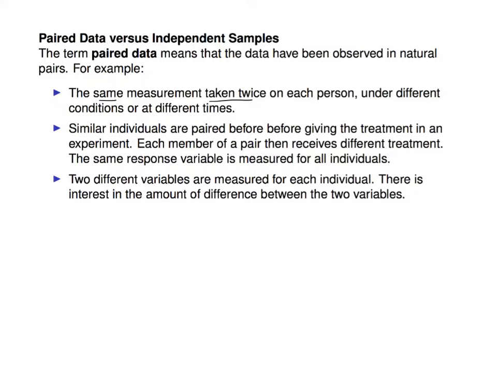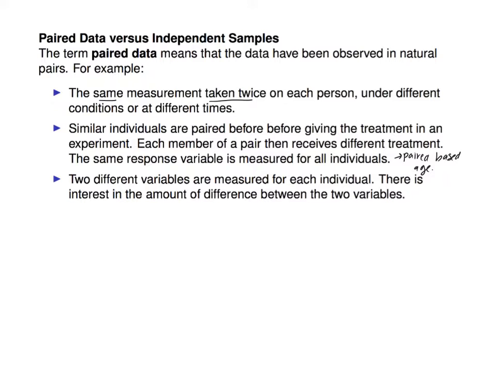And we could also be not measuring weight loss, we could be measuring blood pressure, HDL, LDL, stuff like that. Similar individuals are paired before giving the treatment in an experiment, and each member of a pair then receives a different treatment. There was an example where we paired based on age. Does that ring a bell? There was a problem with people between the ages of 40 and 65, and we wanted to test 2 different memorization techniques, and how old somebody is going to affect how well they can memorize stuff. So you paired people with people of a similar age to each other, and then you compared the techniques.